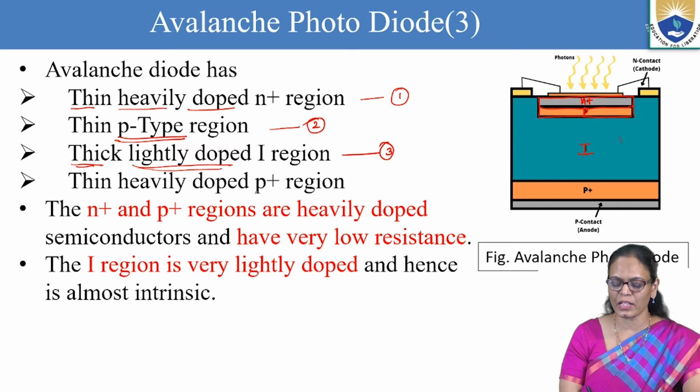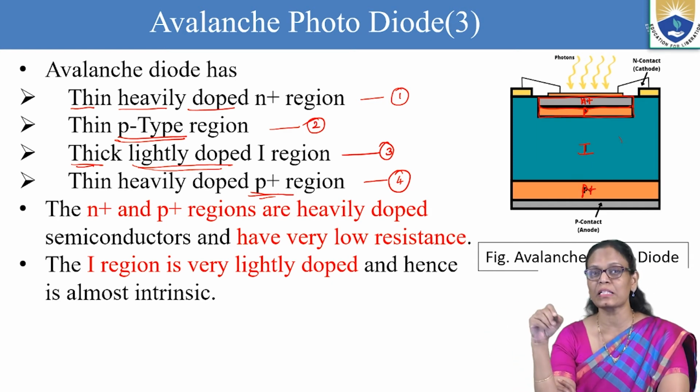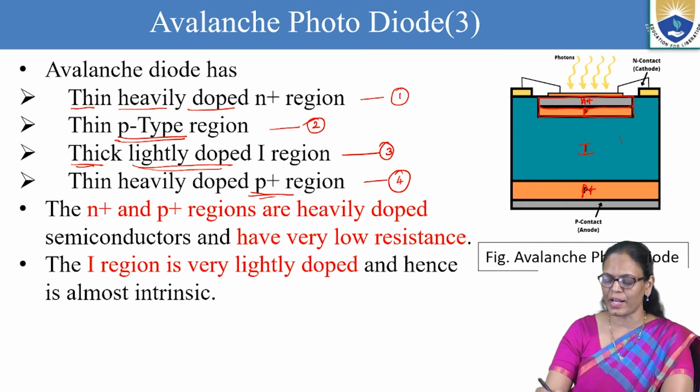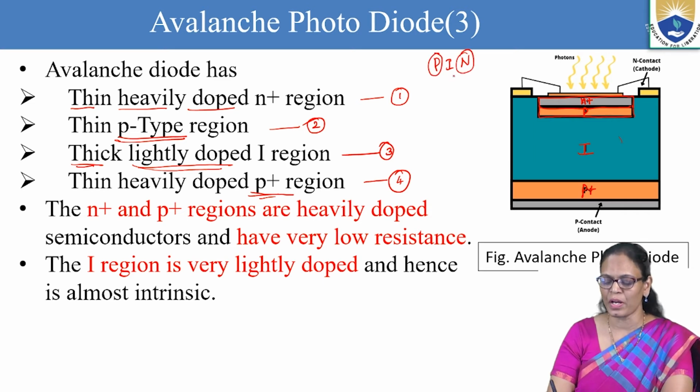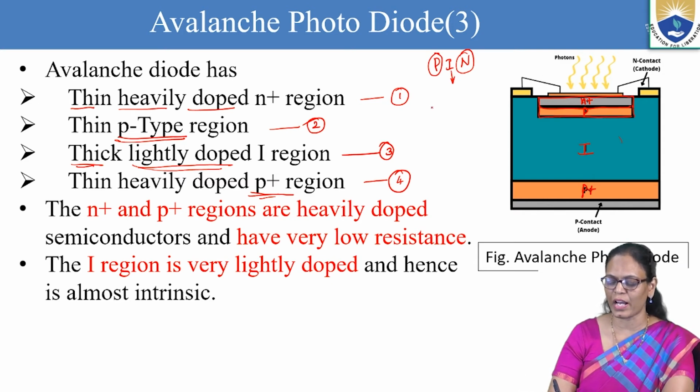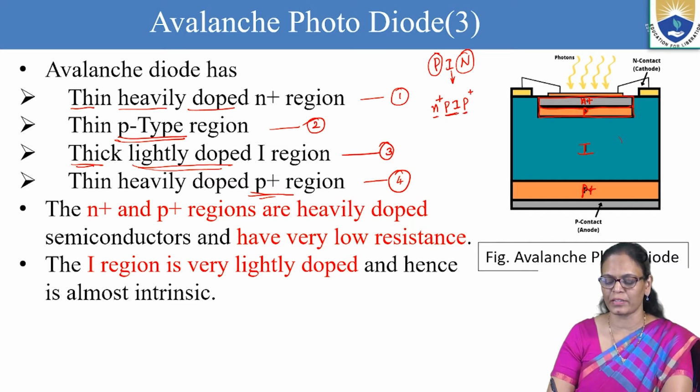Then again you have a thin, heavily doped P plus region. This is the fourth region, P plus. So you understood the difference between a pin diode and an avalanche photodiode. In a pin diode, we had only three layers, P, I, N. The P layer and N layer are heavily doped, and in between we had an intrinsic layer which is pure. But here we have an N plus layer, a P layer, an intrinsic layer, and a P plus layer. So between N and P, we have P and I. That is the difference. We say that it is sophisticated.